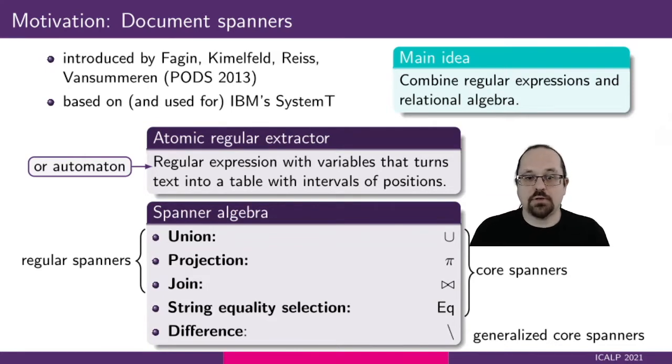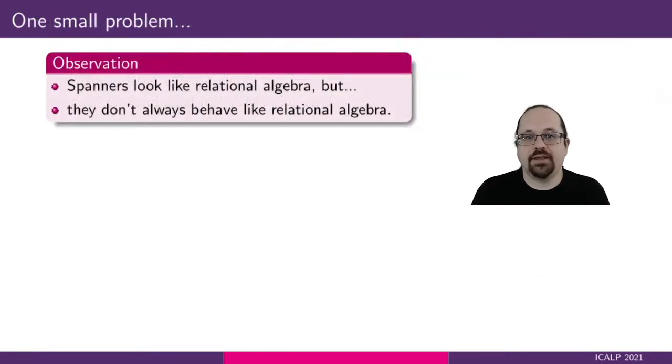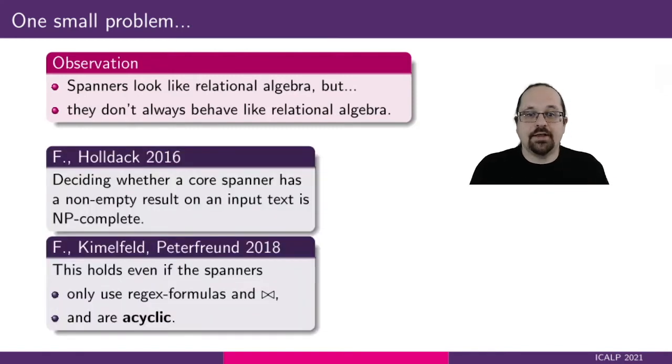Now, so far, so good. Spanners look like relational algebra. There's just one small problem. They don't always behave like relational algebra. In particular, if you take a core spanner, the ones with string equality, and you want to check whether the result is non-empty, which leads to all things like evaluation and model checking, that's NP-complete.